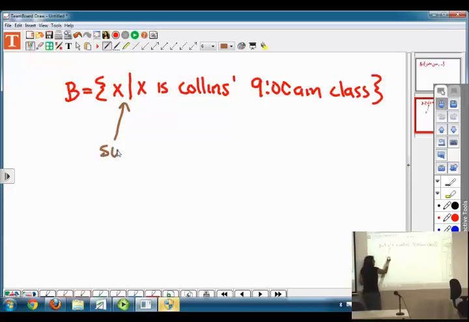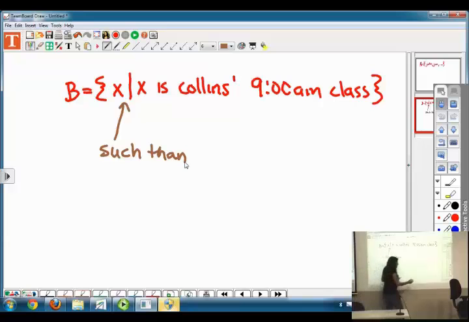In set builder notation, you read it and you say x, and then this line right here means such that. So now we're going to define or describe what x is. We say such that x represents Collins's 9 a.m. class. So now I've described it. Now you can list all the elements in the set, which is all you guys, and we would have the same thing as if I would list it in roster notation. They mean the same thing.